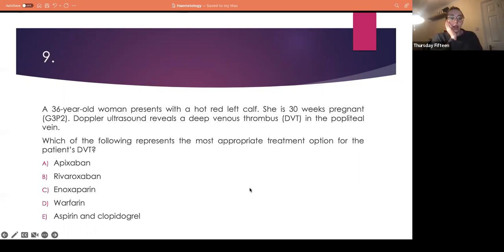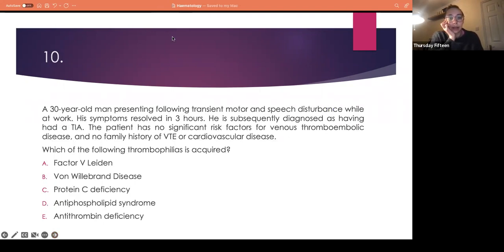Cool, well done. So most of you have gone for C, which is the low molecular weight heparin, enoxaparin. That's the right answer. For this one, I've just combined 2 questions in one. So if you guys answer question 10 now as well.